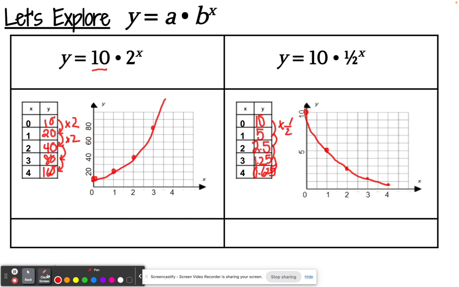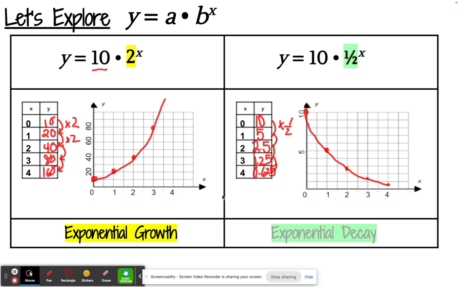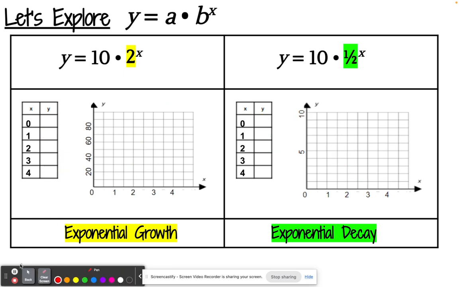My first graph is an example of exponential growth. It's growing exponentially fast. My next one is exponential decay. You'll notice it's decreasing. Clear my screen.